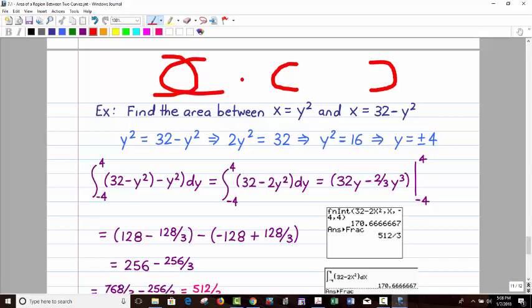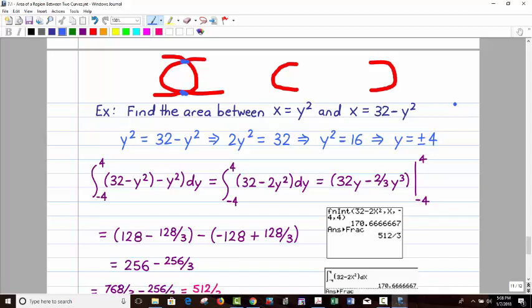I'm trying to find those y values without even a picture, just algebraically, setting those two equations equal to each other, and you get plus and minus 4. That means the lower value is -4 and the upper is +4. So you see, no official graph yet. I didn't do anything. So now I'm going from -4 to +4.